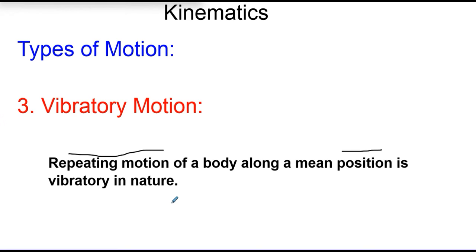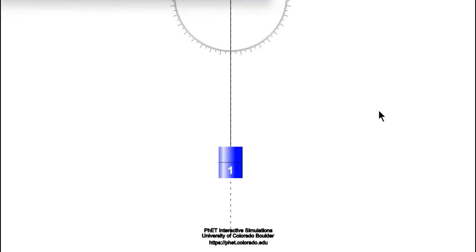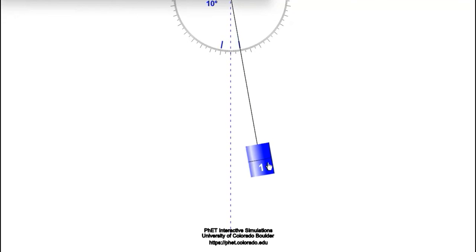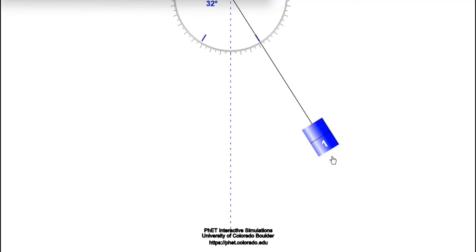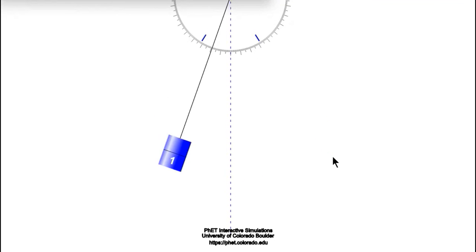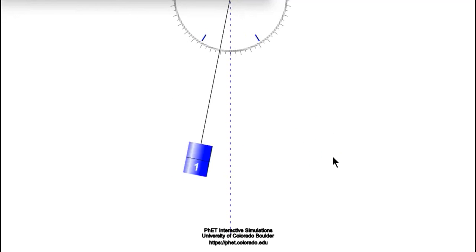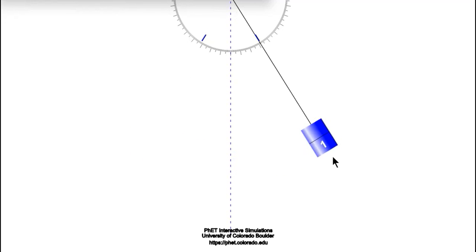And let me show you some examples. Here I have a pendulum, and what happens if I displace this mass which is hanging, towards the right side? So what do you think will happen? So I displace this mass and now I suddenly leave it. Okay, so what do you think is the type of motion of this pendulum?